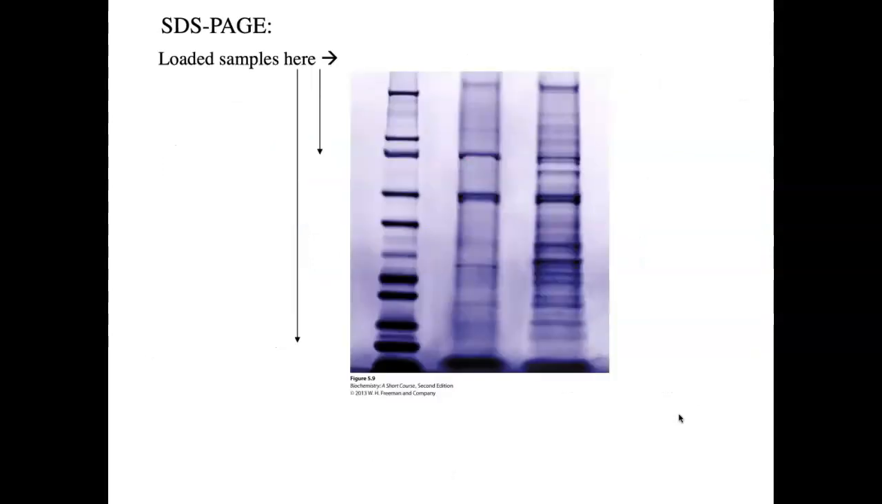So let's do a quick review. If we load samples at the top and the proteins move down from top to bottom, what are the different electrodes? Where is plus? Where is minus? Pause for a moment, see if you can answer that. So moving from negative towards positive electrode, right?